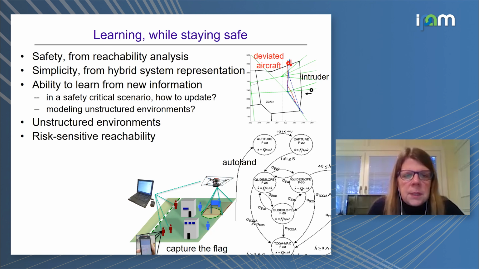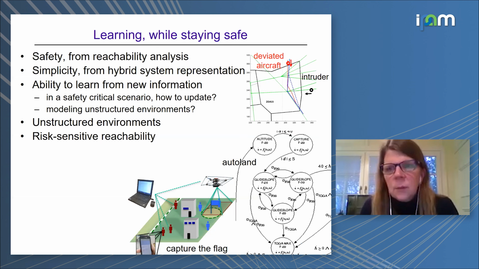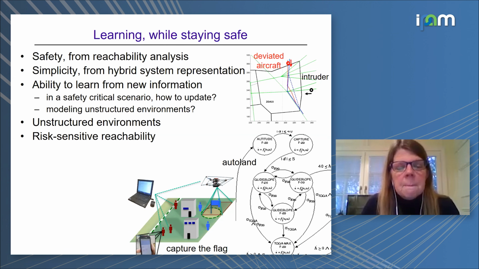So how do you update? These are questions we're working on now. How do you update these? How do you decide when it's safe to expand your safe region of the reachable set? That is context specific, it's application specific, but how do we do that? In the learning community, they would use the term learning rate, but how do we apply that to safety critical systems? And how do we model unstructured environments?